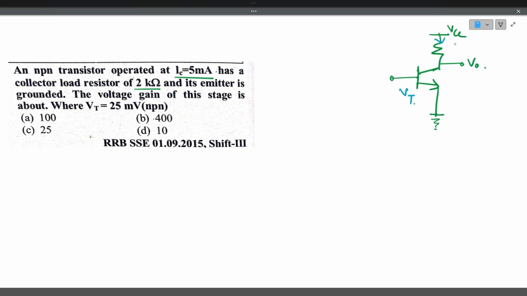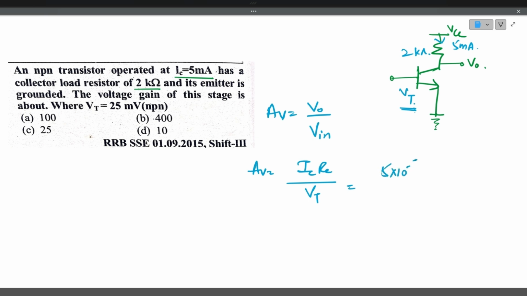So collector current IC is given as 5 milliamps. Collector resistance is given as 2 kilo ohms. So the voltage gain basically is output voltage divided by input voltage. Here the output voltage is simple, collector current multiplied by collector resistance. Input voltage is nothing but the thermal equivalent voltage. So by substituting these values, you will get the answer. The thermal equivalent voltage is given as 25 millivolts. So here the voltage gain will be 400. So the answer is option B.